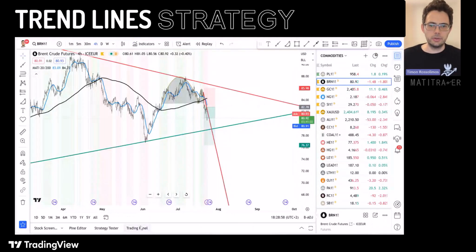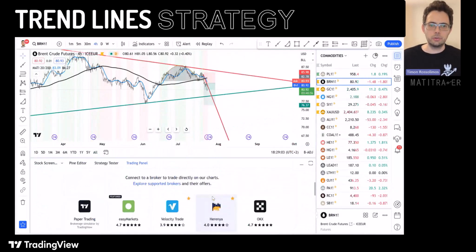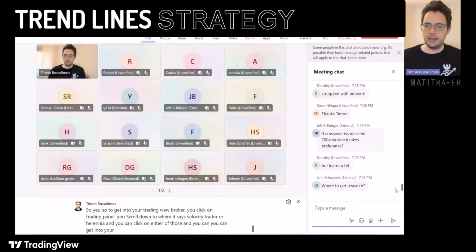So yes, to get into your TradingView broker, you click on the trading panel, you scroll down to where it says Velocity Trader or Harania, and you can click on either of those and you can get into your broker with that. Where to get the research?